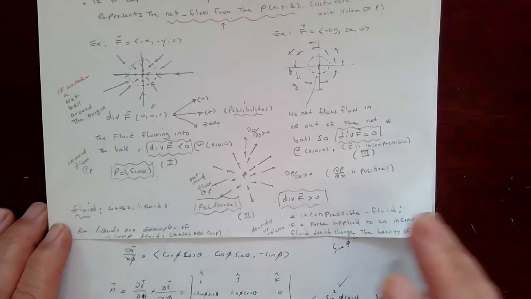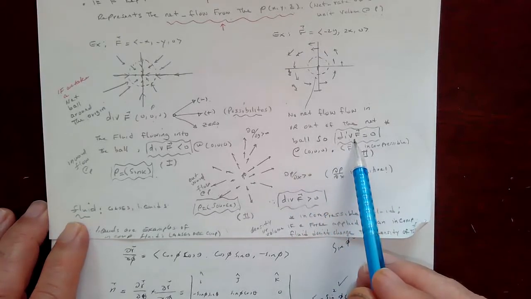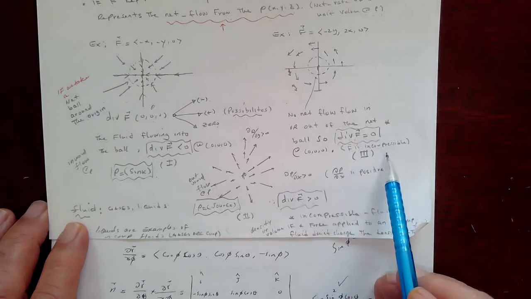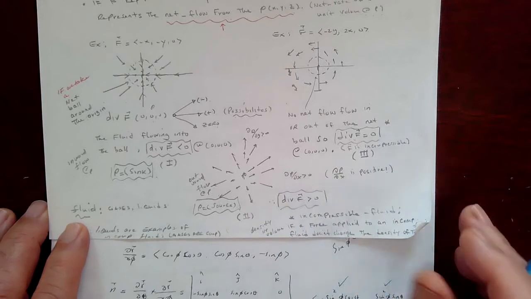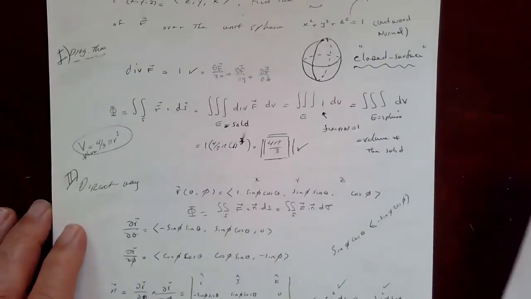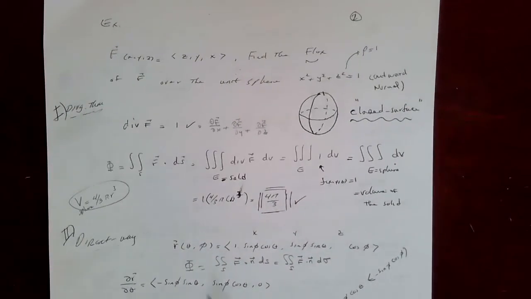Gases are compressible. And that depends on whether the divergence is zero or not equal to zero. If it is zero, it's incompressible. You cannot change its density or volume. So with that said, let's do a quick example and see how this works.